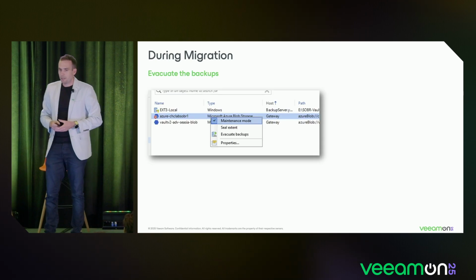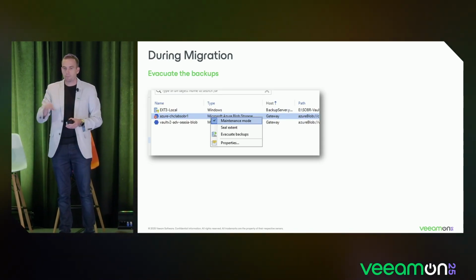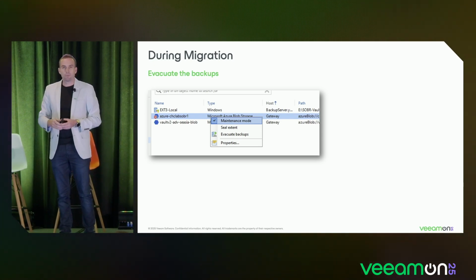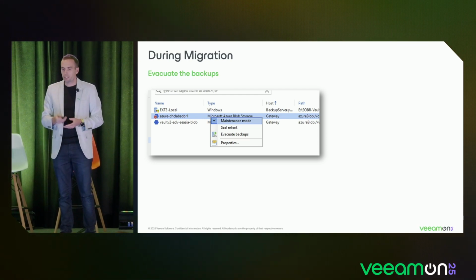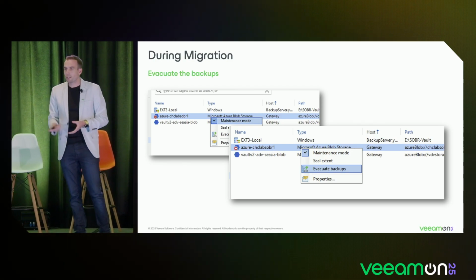So then we evacuate the backups, and this is how we do it. If you've ever seen an extent, this is me putting my blob, Azure CHC Lab Sober 1, which represents my source where I want to migrate from, into maintenance mode. We then evacuate the backups.